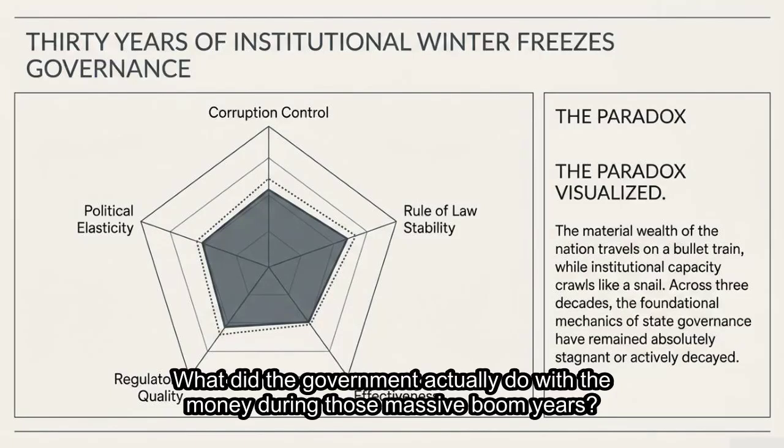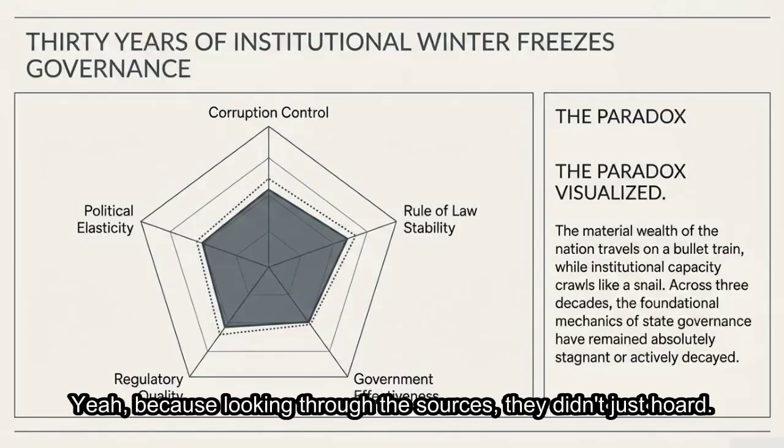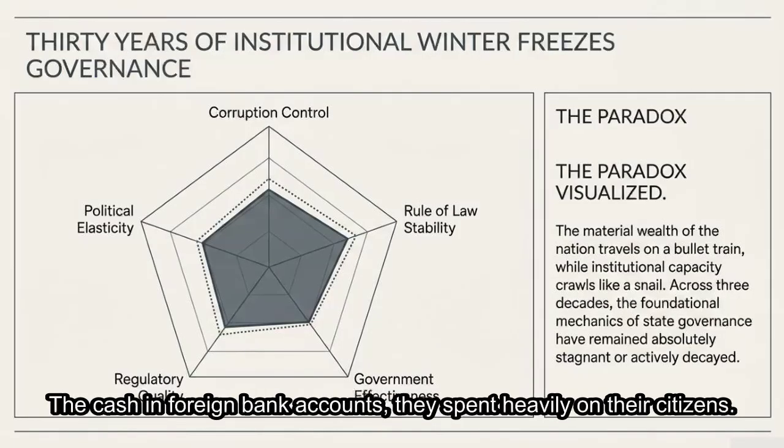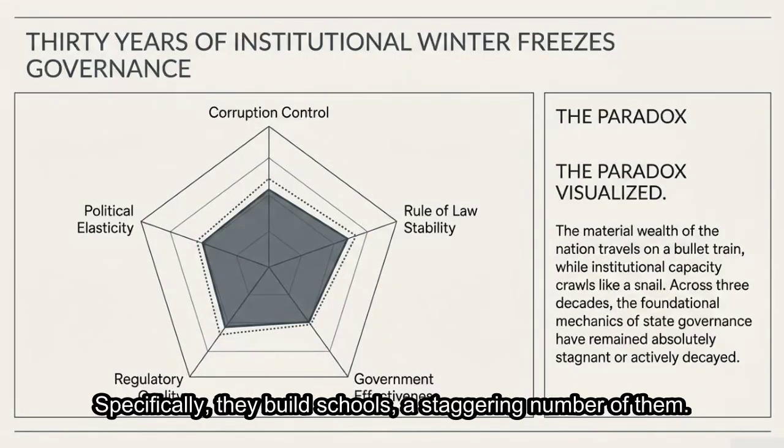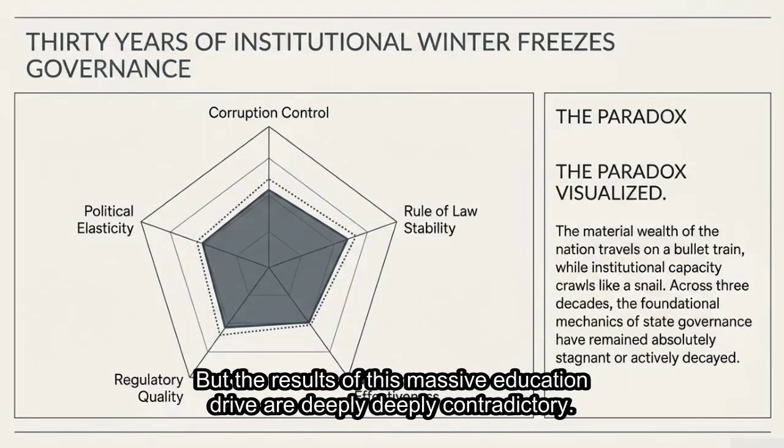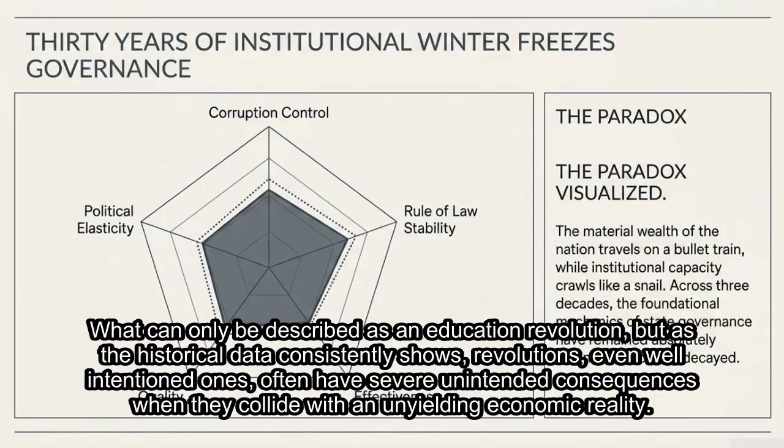Okay, so the state has this massive, highly volatile oil wealth, and it has this booming, urbanizing population that is living significantly longer. What did the government actually do with the money during those massive boom years? They spent it. Because looking through the sources, they didn't just hoard the cash in foreign bank accounts. They spent heavily on their citizens. Specifically, they built schools, a staggering number of them. But the results of this massive education drive are deeply, deeply contradictory.